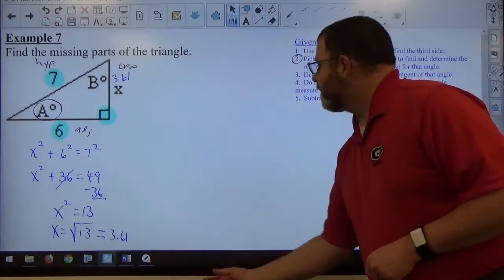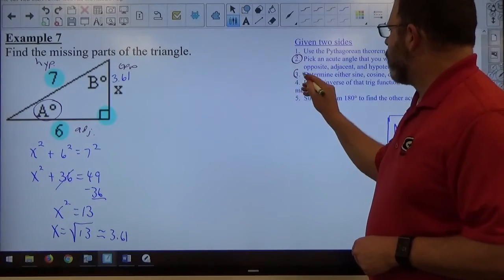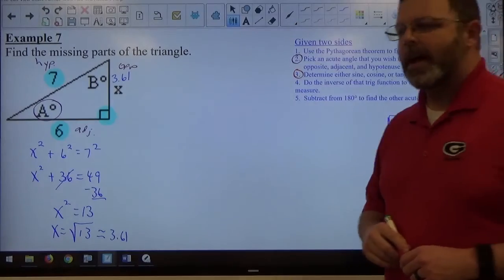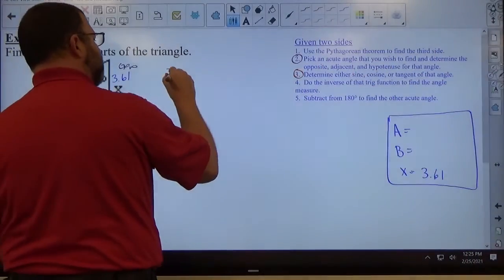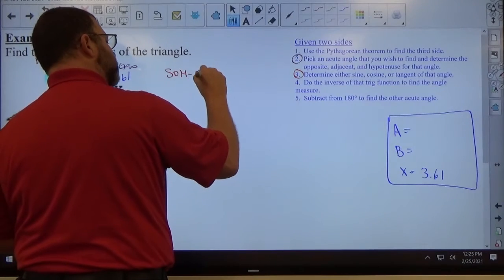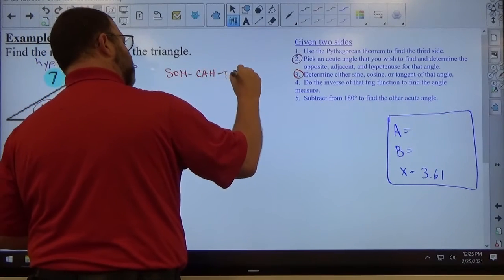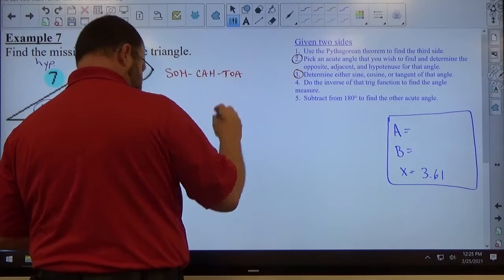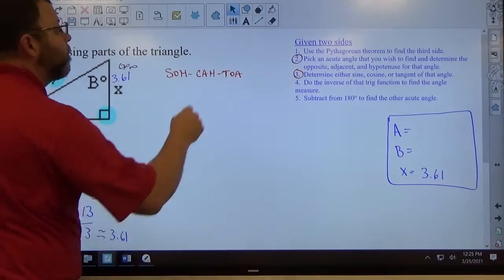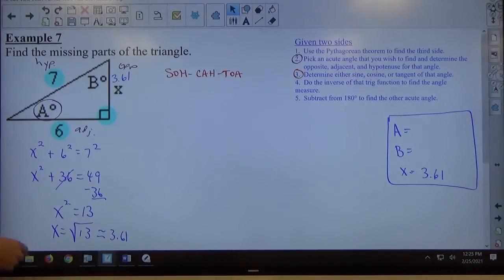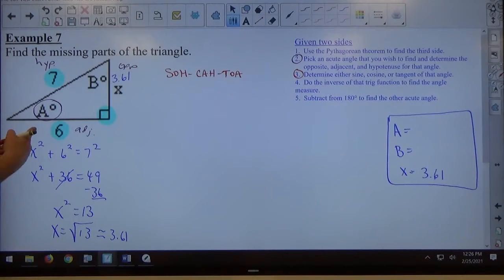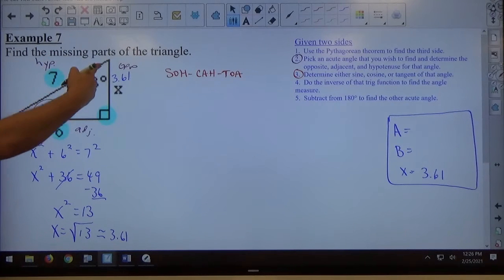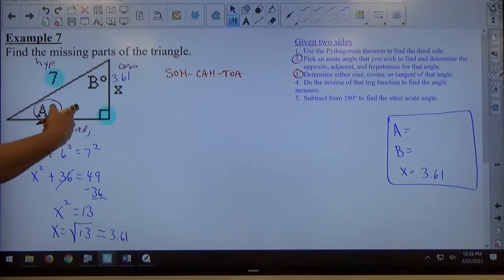Step 3 asks us to determine the sine or the cosine or the tangent. Not all three, just one of the three. So let me real quick write down SOHCAHTOA. Now what I was telling you guys yesterday when we saw this scenario was focus on what they tell you, what's given. 6 is exactly the length of this side, 7 is exactly the length of this side, 3.61 is approximately the length of that side.